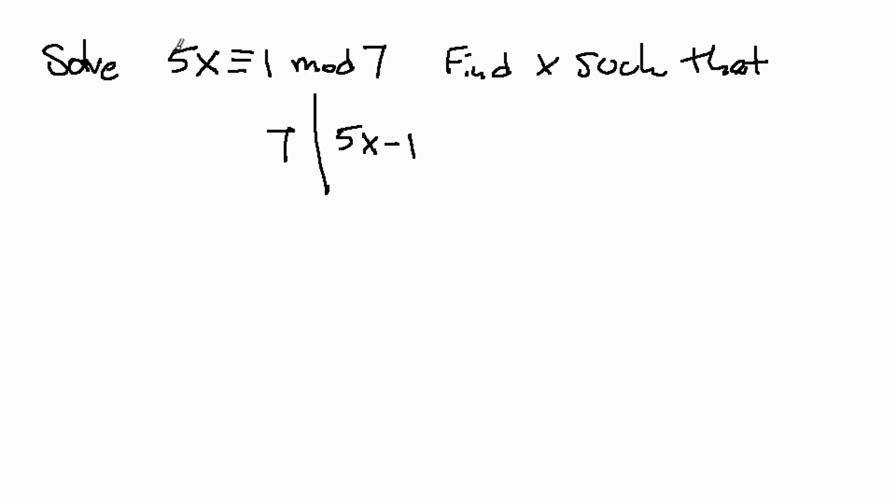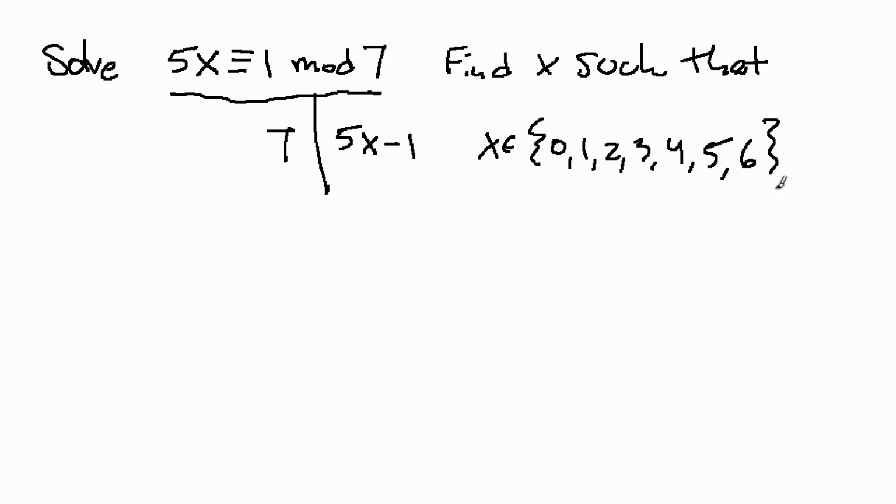One of the things that we should note, at least when it's written this way, the assumption is that x is contained in the set 0, 1, 2, 3, 4, 5, 6. Okay? When we're dealing with the integers mod 7, remember, we're only dealing with the integers 0 through 6. These all correspond to remainders.